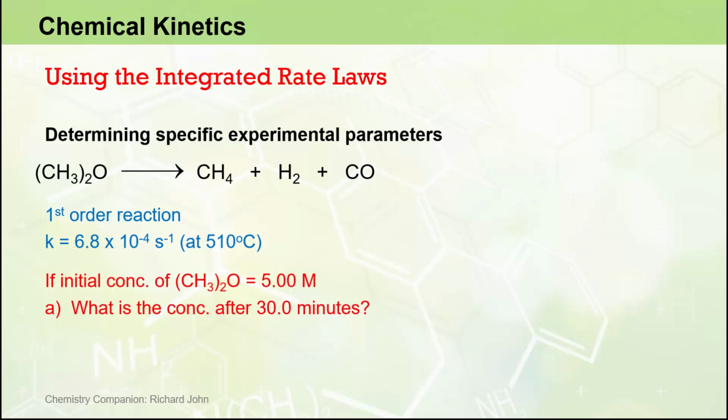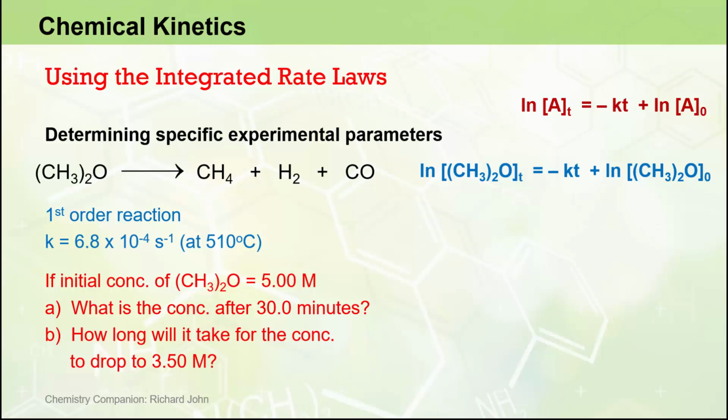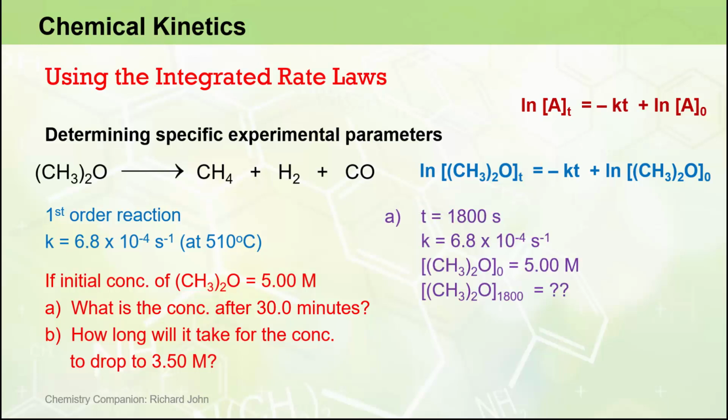If the initial concentration of dimethyl ether is 5.00 molar, A, what is the concentration after 30 minutes? And B, how long will it take for the concentration to drop to 3.50 molar? Given that we have a first order process, we will use the first order integrated rate equation, and we can now substitute in the real reactant terms, being dimethyl ether, or (CH3)2O. To answer part A, we note that the reaction time is 30 minutes, which equates to 1800 seconds. The value of the rate constant is 6.8 times 10 to the negative 4 s^-1.